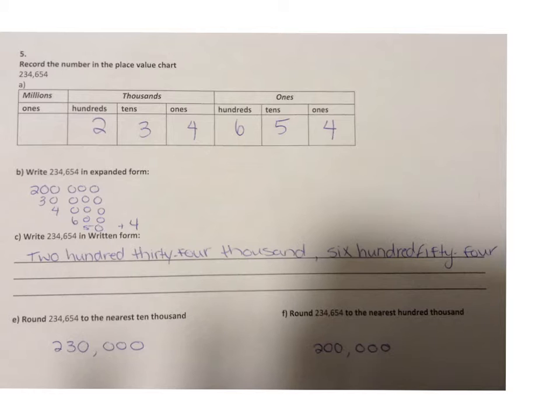Okay, here, question F here, it's asking us to go to the nearest 100,000. So that means I'm looking at the very first number, this 2 here. Okay, to do that, I look next door. It's a 3. Is a 3 going to change it? Nope, it's going to stay the same. So my nearest 100,000 is 200,000.